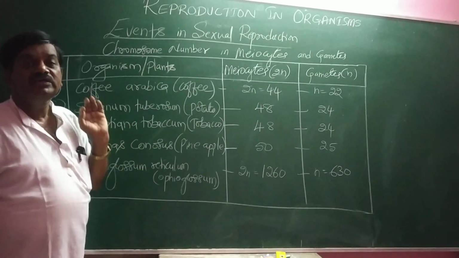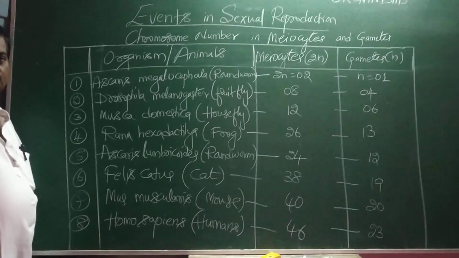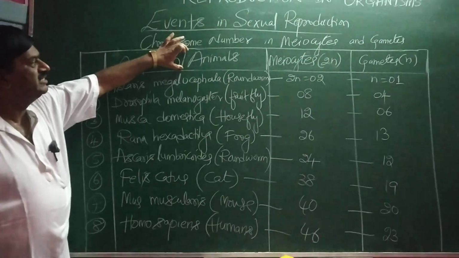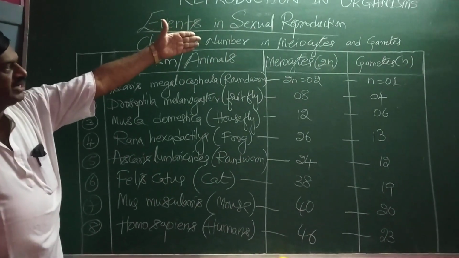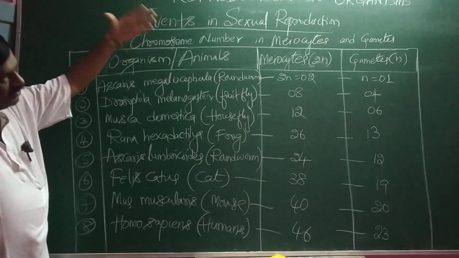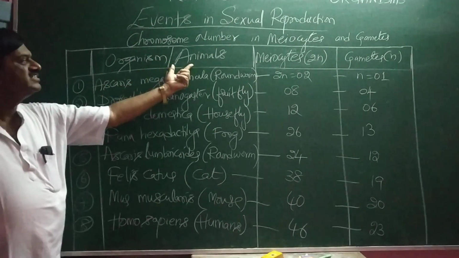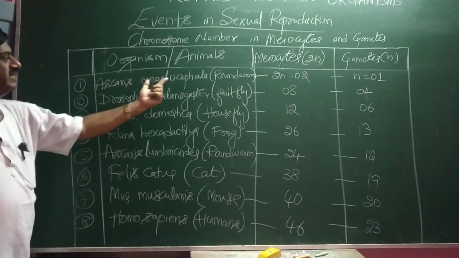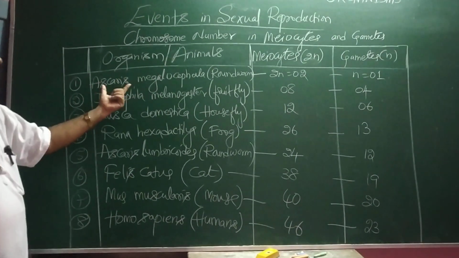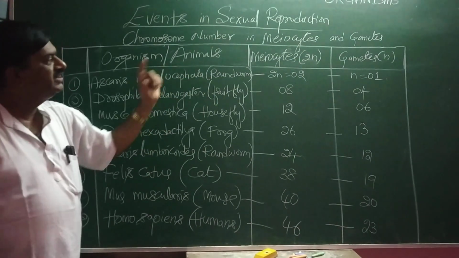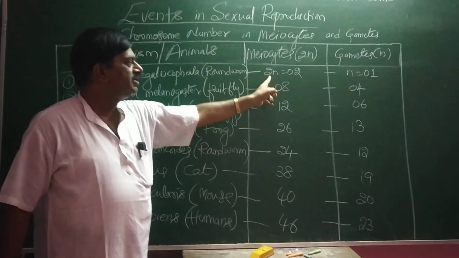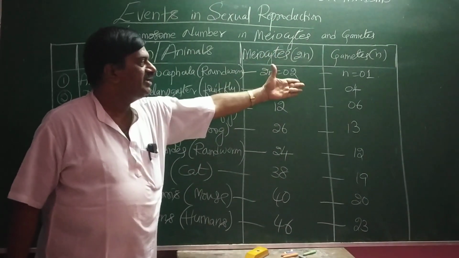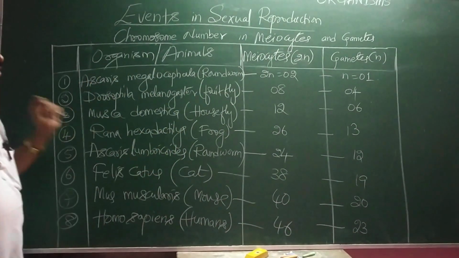We'll go for the animal examples. Now we are going for some of the animal examples: the meiocyte chromosome number and gamete chromosome number in some of the animals. So the first one is Ascaris megalocephala, commonly called roundworm. In this roundworm, the meiocyte chromosome number 2n is equal to 2. Gametes n is equal to 1.